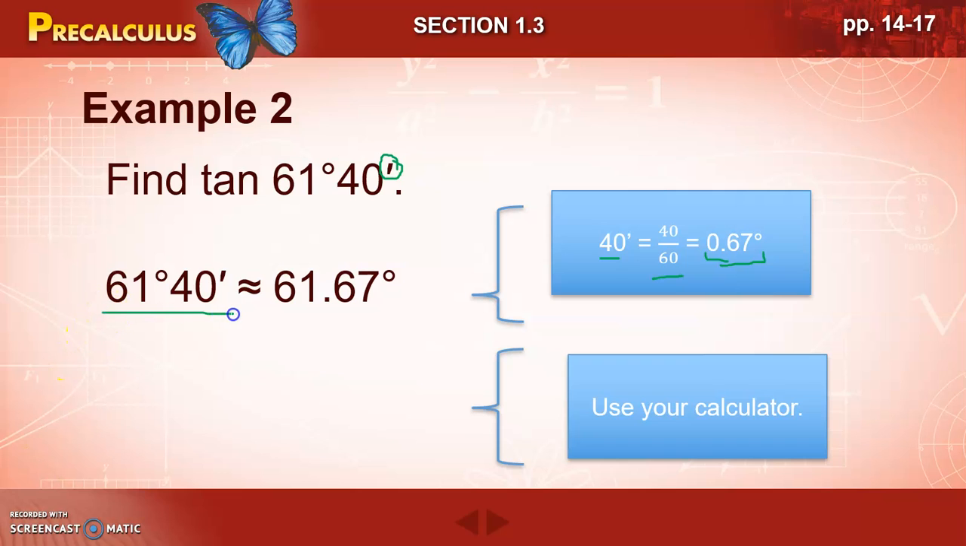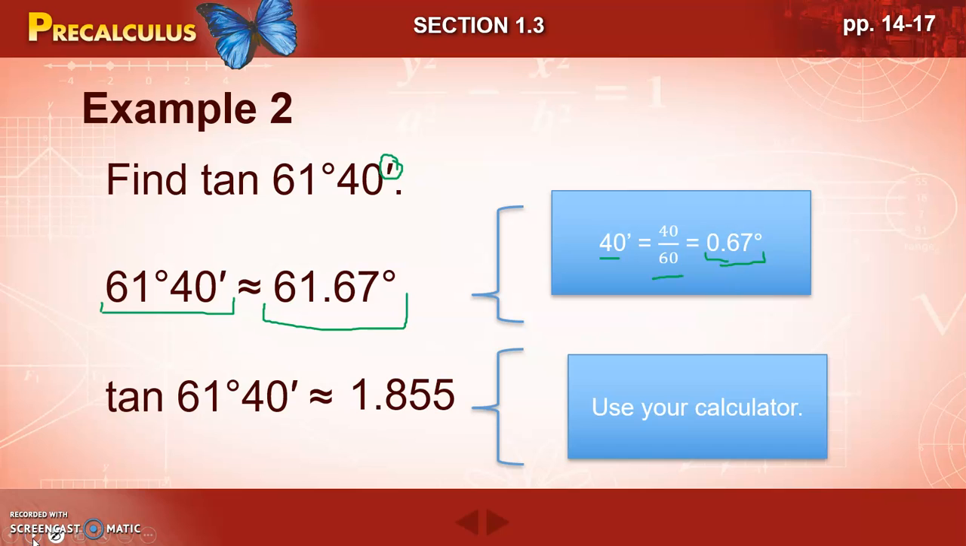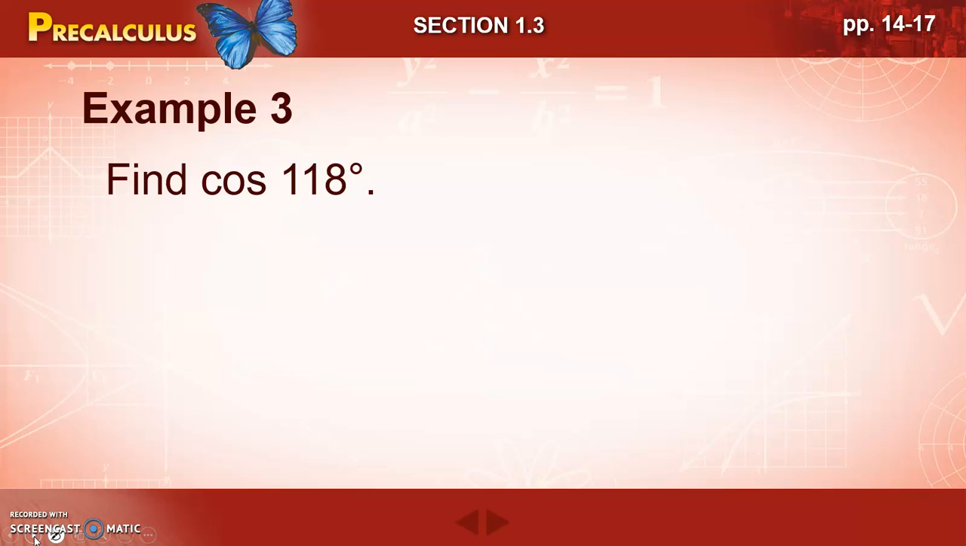61 degrees and 40 minutes is the same as 61.67 degrees. We can type that into our calculator using the tangent button, 61.67. Hit that tangent button, and you see that the tangent of 61 degrees and 40 minutes is 1.855. Remember that we are trying to find ratios, and these ratios can help us solve other problems later on down the road.